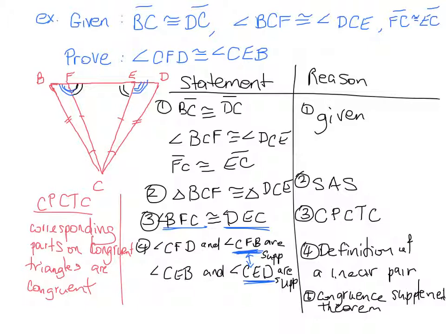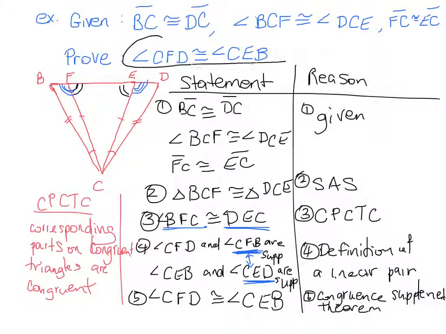And so for that reason, step 5: angle CFD is congruent to angle CEB. That's the B. All right, so that's our proof. That's what we were trying to prove initially, and that's what we ended up getting at the end. And so we are done.